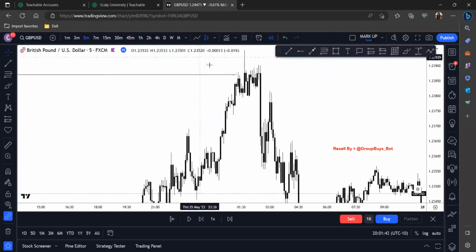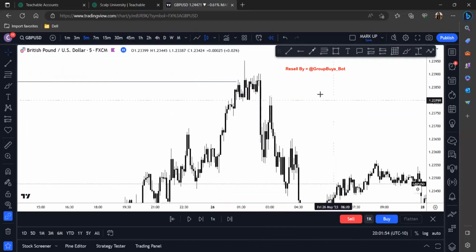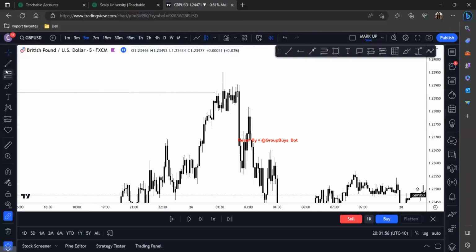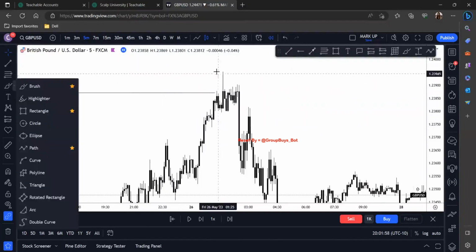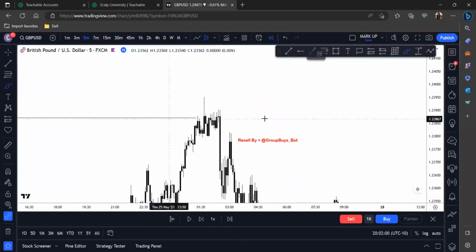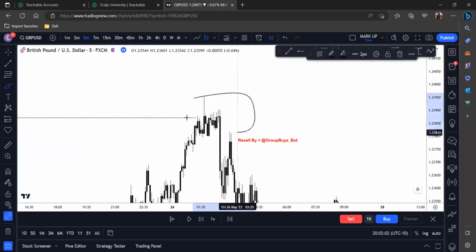So if we did drop down to the 5 minute, I would still consider this a break. Another reason you would know this would go bullish is because remember what we talked about in the beginning, the fact that we have this wick right here.